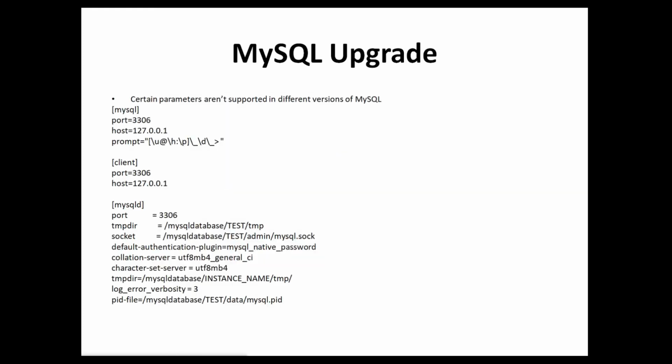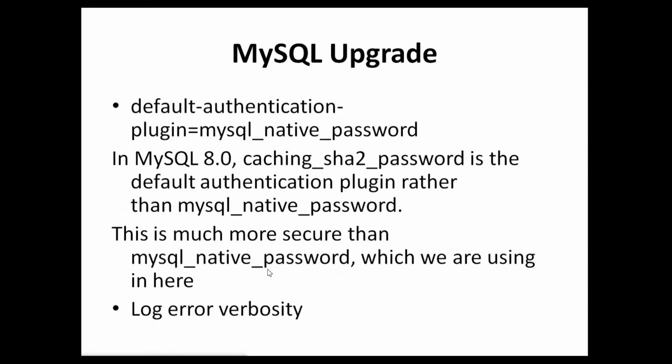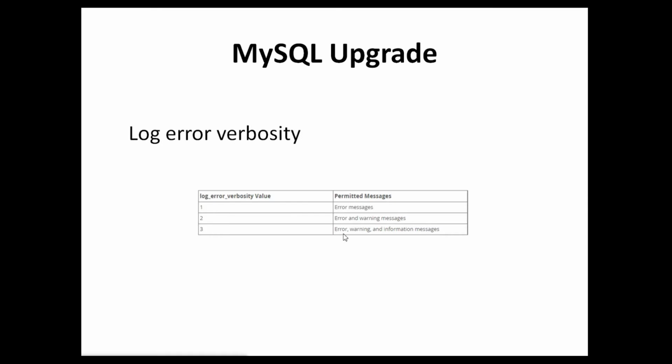Next comes the log_error_verbosity, which we have kept as 3 in here. So what does log_error_verbosity 3 indicate? 3 indicates that in the log, your error, warning and information messages all will be kept. Whereas if you keep it as 1, just the error messages will be printed. If you keep it as 2, just the error and warning messages will be included.